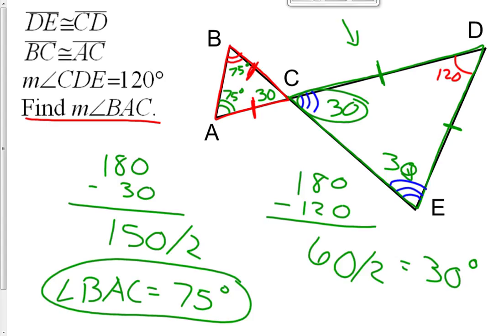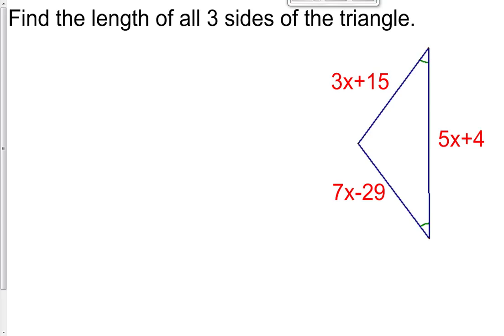Let's take a look at one more. This one, it says find the length of all three sides of the triangle. Now again, it's tempting for us to always kind of think of triangles with 180 degrees. And that's true with the angles, but the side lengths have nothing to do with 180. So don't add all three of them up and set it equal to 180. That's not the concept that we're dealing with. We're talking about the lengths or the sides of an isosceles triangle.